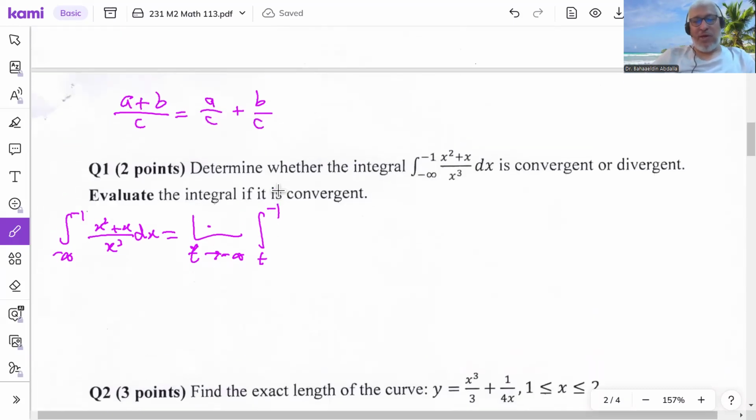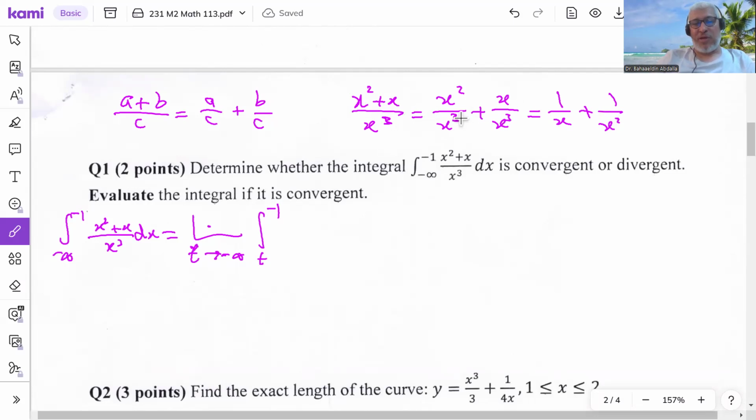So (x squared plus x) over x cubed, I can write as x squared over x cubed plus x over x cubed. And x squared over x cubed would be 1 over x, and x over x cubed would be 1 over x squared, when you subtract the powers 3 minus 2 and 3 minus 1. So to evaluate the integral, I will write them. Well, for 1 over x, the integral is ln x, so I keep it as it is. And 1 over x squared, I write as x to the power negative 2.